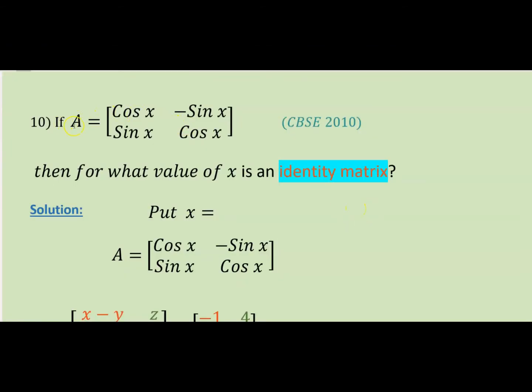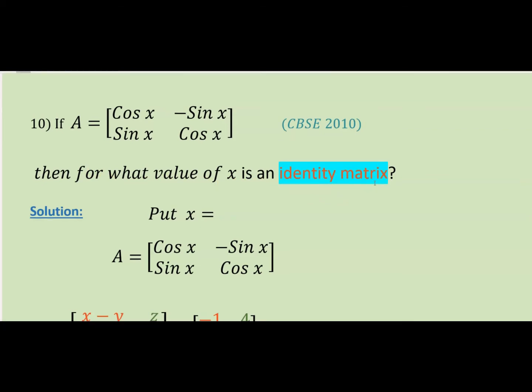The question is, if A is equal to this matrix, then for what value of X is A an identity matrix? I hope you know what an identity matrix is. If you don't know, click on the I button. You will have the video on types of matrices. So right now, this is an identity matrix.